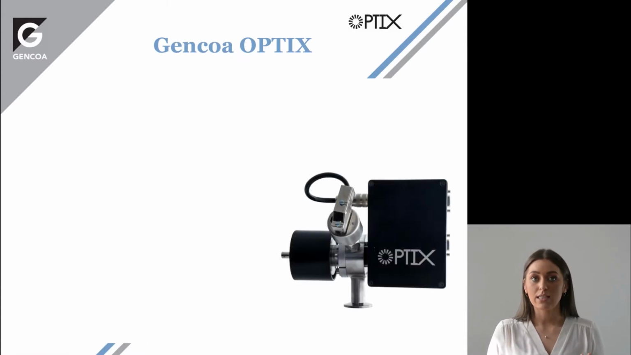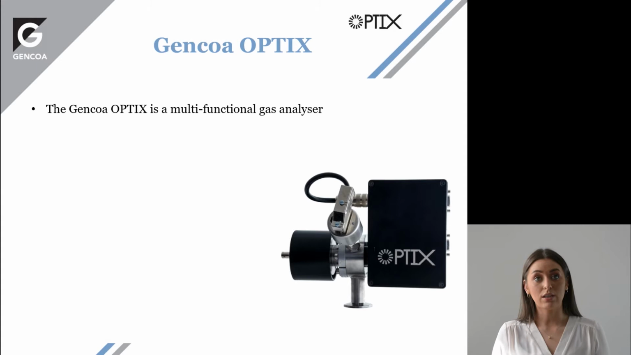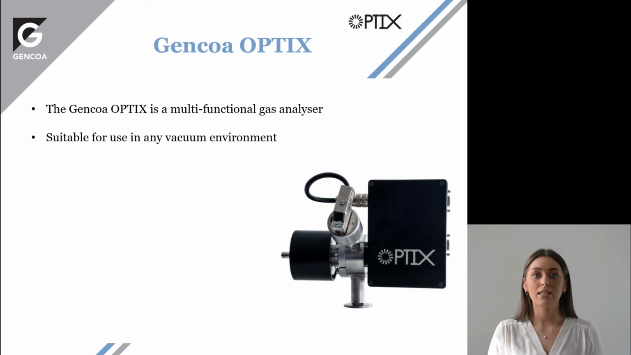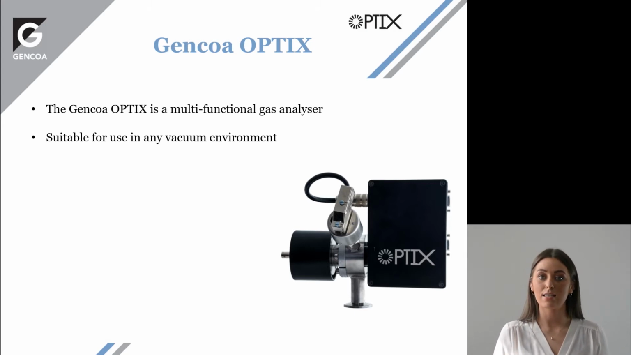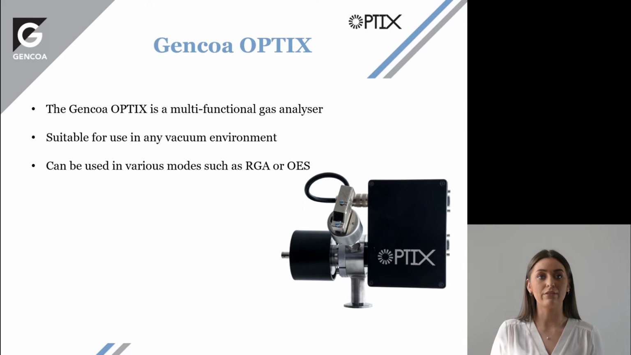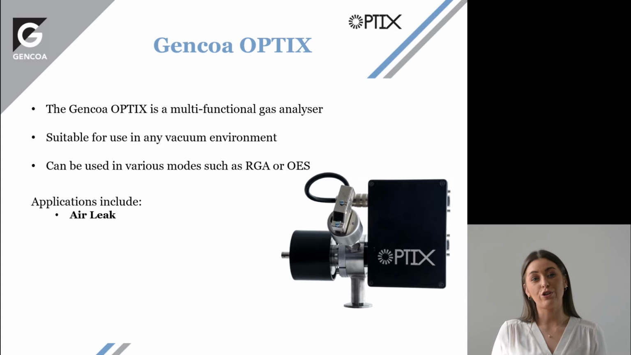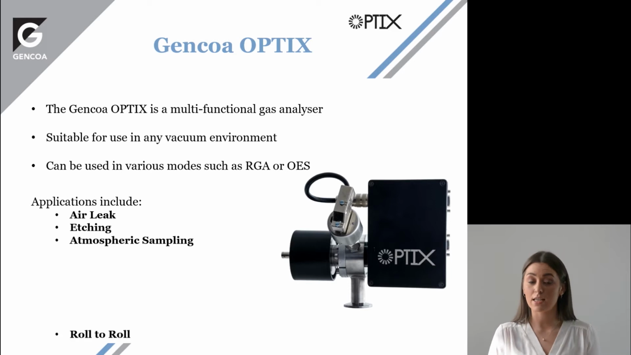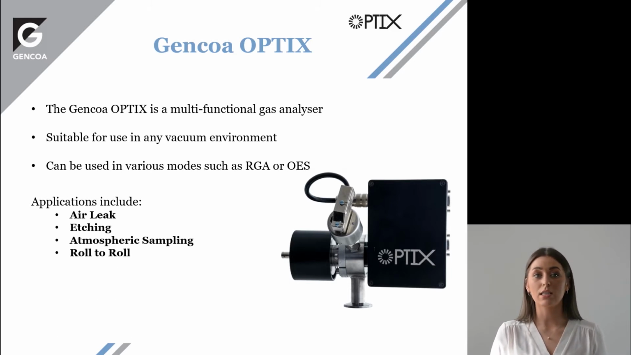So the Gencoa Optix is a robust multifunctional gas analyzer. It is suitable for use in any vacuum environment. It creates a remote plasma and analyzes the spectral features and can be used in various modes such as RGA or OES, and applications include air leak, so to detect if your chamber has a leak, endpoint detection for etching, atmospheric sampling, roll-to-roll, whether it's plastics or metals, ALD, so atomic layer deposition, and feedback monitoring.